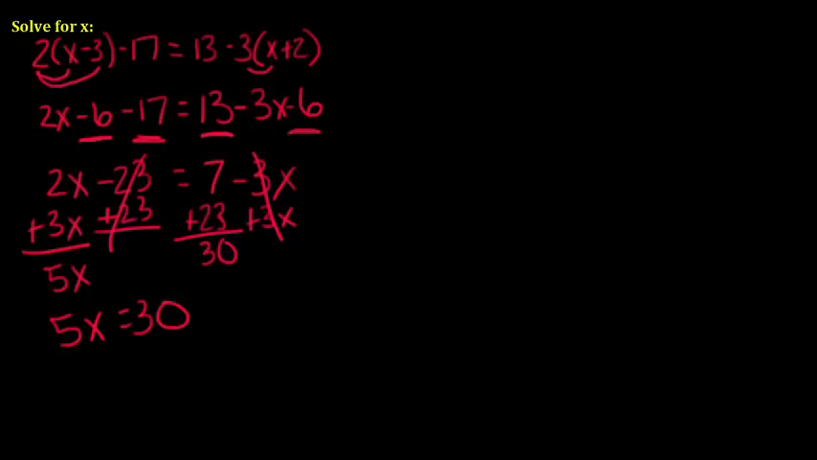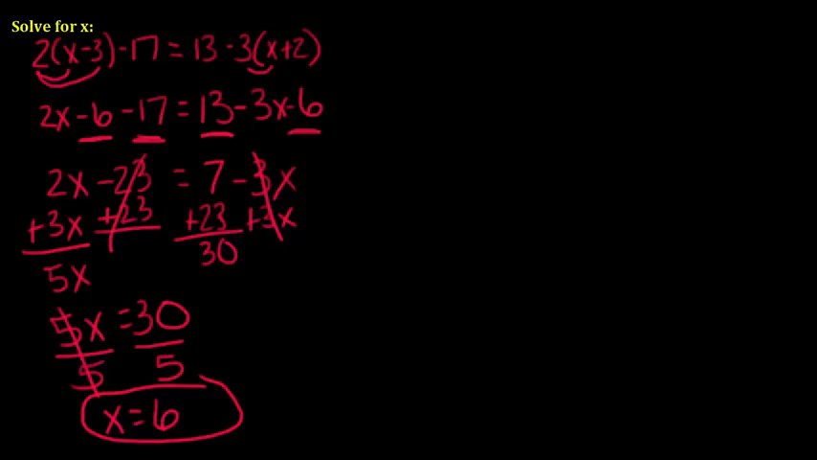We want to get x by itself. X is being multiplied by 5, so we want to divide. Canceling that out, 30 divided by 5 is going to give you 6. So we found the value of x to be 6. We want to check our answer by plugging in the value that we found back into the original equation. So wherever there is an x, we'll put a 6.